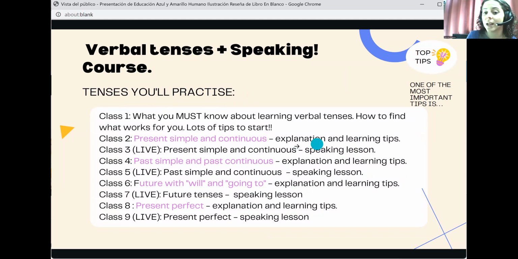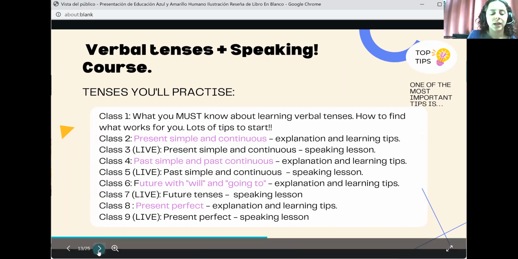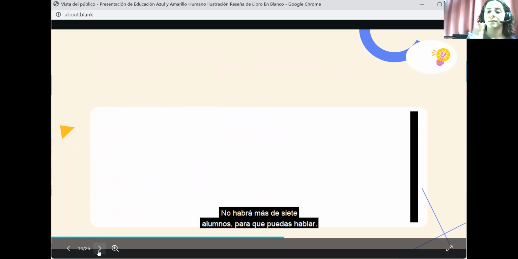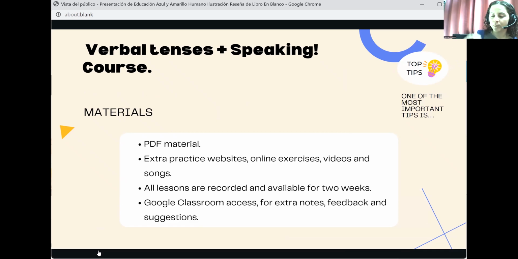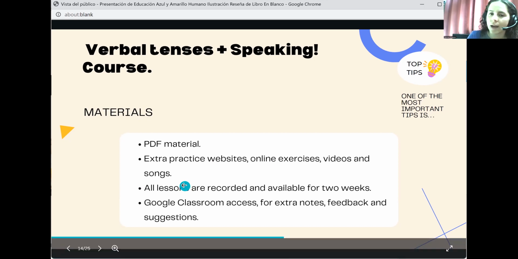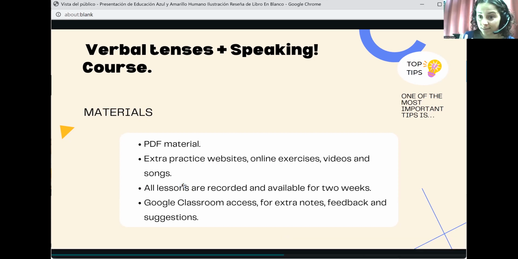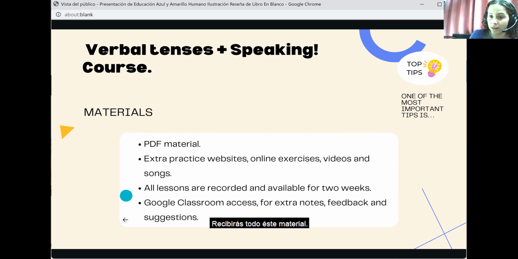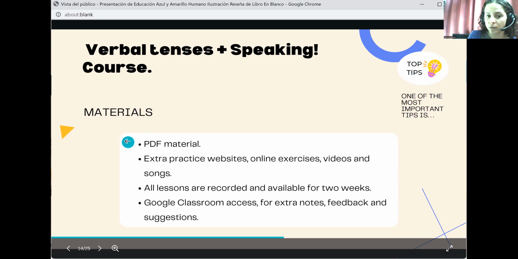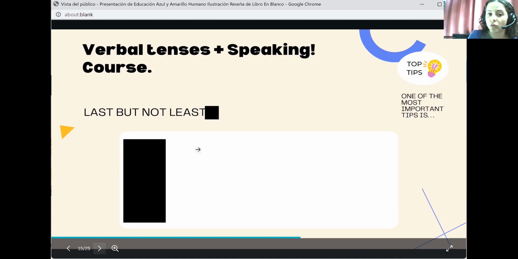All the classes include explanation, learning tips, secrets that I always give to my students. And then we have the speaking lesson altogether. There won't be more than 7 students. 7 students is the top for each lesson. So you will have opportunities to speak. You're not going to have 20 people in a class or 10. Okay, the top is 7. You will receive all this material for each lesson, before each lesson. All the lessons are recorded, so you can repeat them.